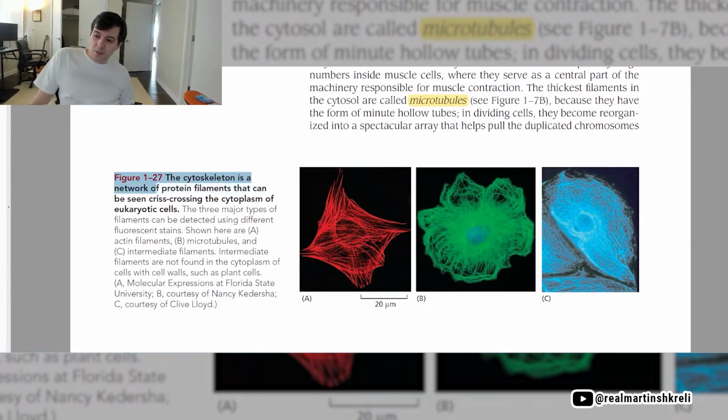All right, the cytoskeleton is a network of protein filaments that can be seen crisscrossing the cytoplasm of eukaryotic cells. Three major types of filaments can be detected through fluorescent stains. So here's the actin, here's the microtubules, and here are intermediate filaments. Filaments are not found in the cytoplasm of cells with cell walls, such as plant cells. They have their own structure.